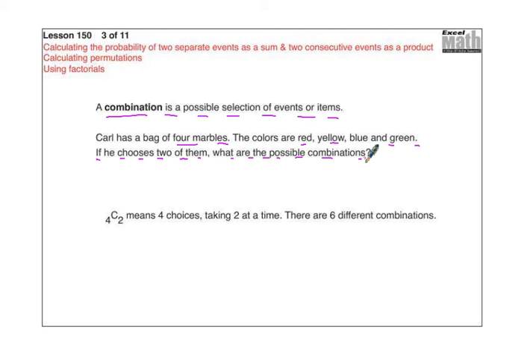Well, let's make the combinations. We could do red with yellow, right? We could do red with blue. We could do red with green. Help me out here, you guys. Okay, but could we also do red with red? Yes, because he's putting it back in. So you could get red with red also. Okay, now, you could also get, now these are combinations.